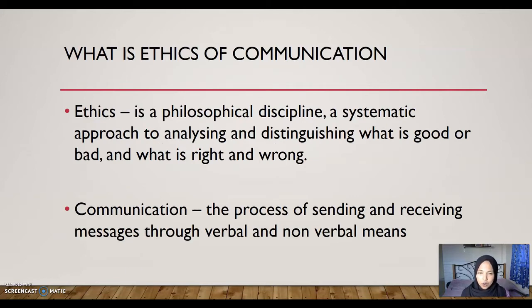To understand ethics of communication, we need to know what is the meaning of ethics, the definition of ethics, and also the definition of communication. Okay, what is ethics? Ethics is a philosophical discipline, a systematic approach to analyzing and distinguishing what is good or bad and what is right and wrong. Meanwhile, communication, as we have learned in the previous class, is the process of sending and receiving messages through verbal and non-verbal means. Means here means the medium that we use, be it written, spoken, body language, all sorts of communication.